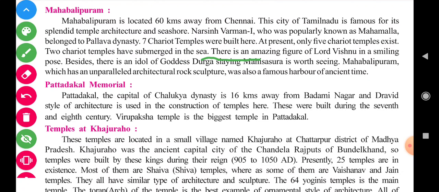There is an amazing figure of Lord Vishnu in smiling pose. Besides this, there is an idol of goddess Durga slaying Mahishasur worth seeing. So these are the list of the sculptures that we should watch when we visit the Mahabalipuram city. Mahabalipuram, which has an unparalleled architectural rock sculpture, was also a famous harbor of ancient time.